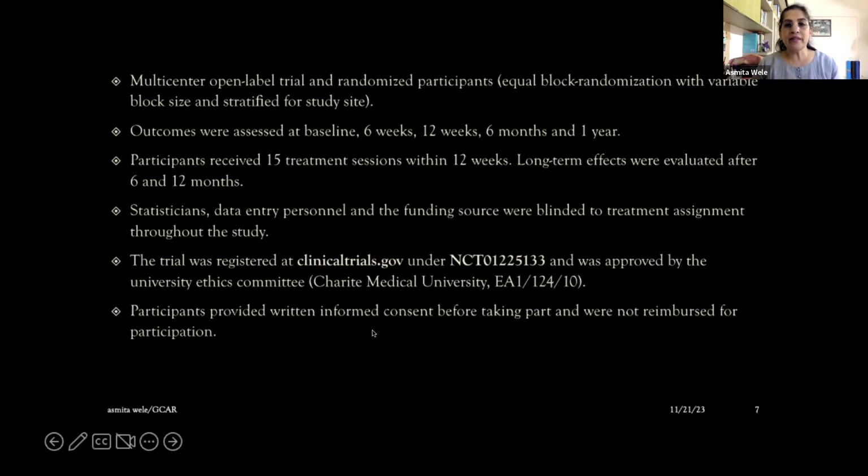Participants provided written informed consent before taking part, and were not refrained from the participation.